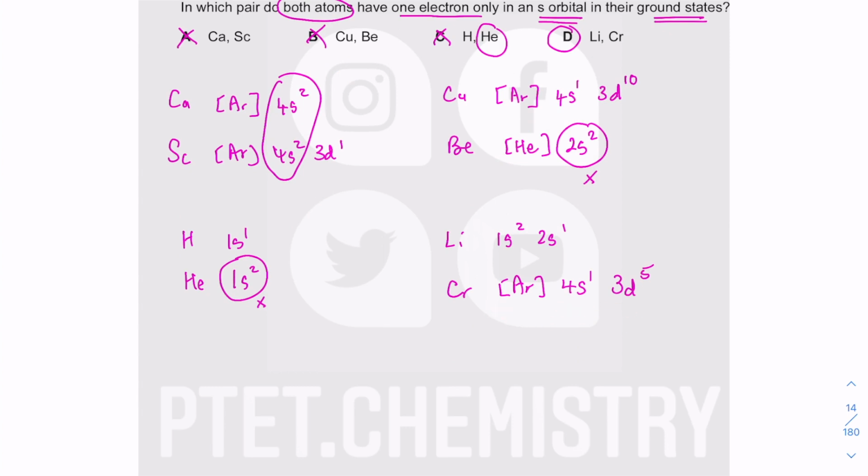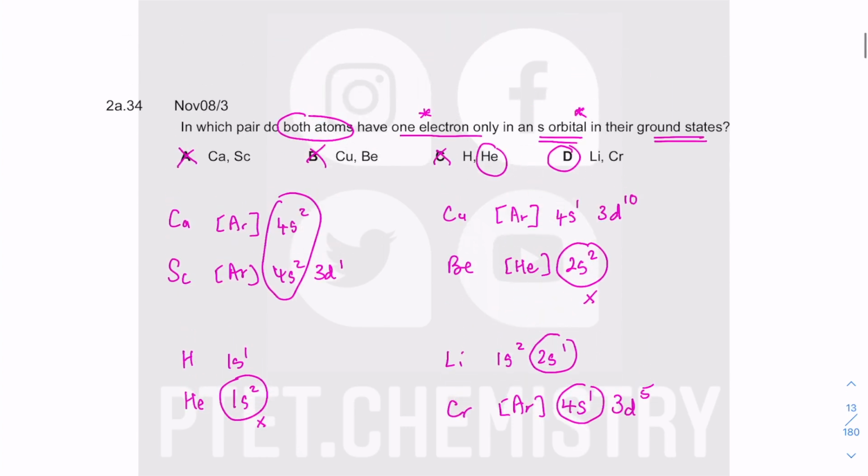for chromium atoms. So I have one electron in the 4s and I have one electron in the 2s. So lithium and chromium is indeed what I'm looking for. Both of these atoms have one electron in the s orbital in their ground state electronic configuration.